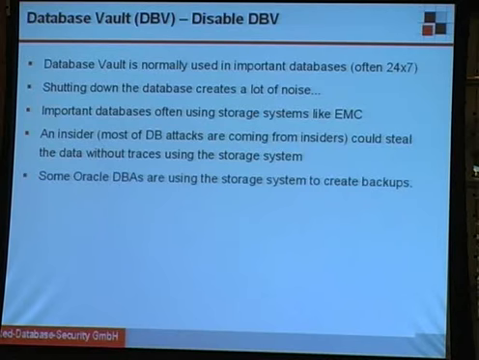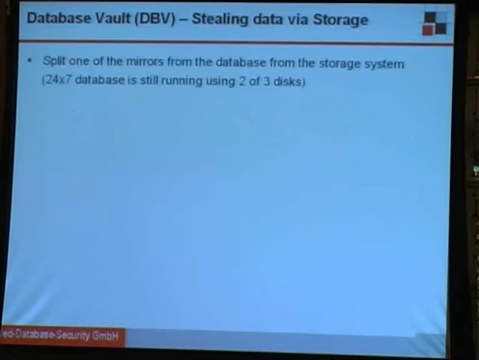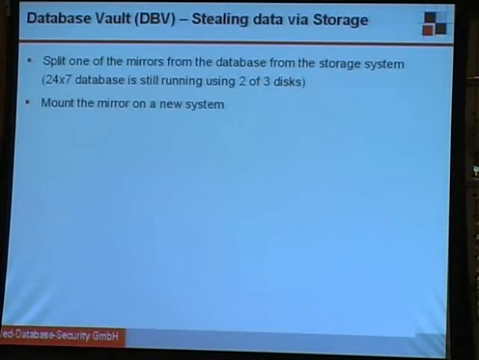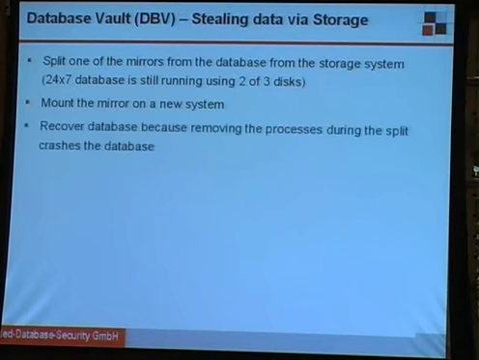If it's an important database, you normally have a storage system, and you can steal data using a storage system. Normally you have 3 mirrors in a storage system, and what you can do is split one mirror off, and then the Oracle database is still running because 2 of 3 disks are still available. Then you can mount this split-away disk from the storage system on a new computer, and for the database, this new disk looks like a crashed database because you removed the processes without doing a proper shutdown. So you must do a recovery, and the database is still running on your system. So even auditing is not affected, everything is working.